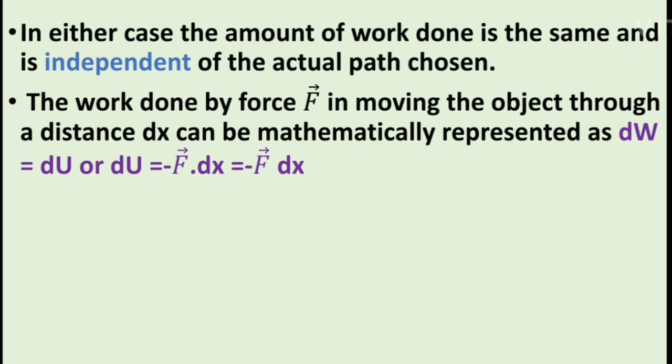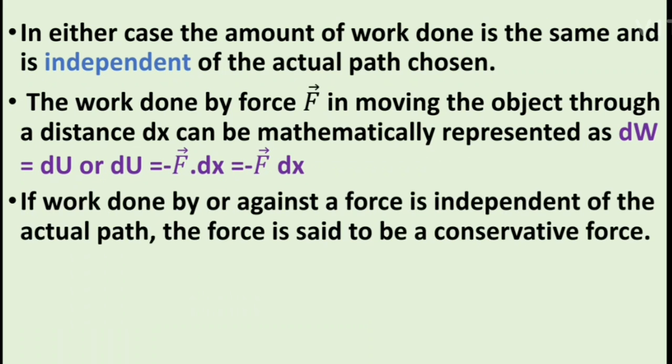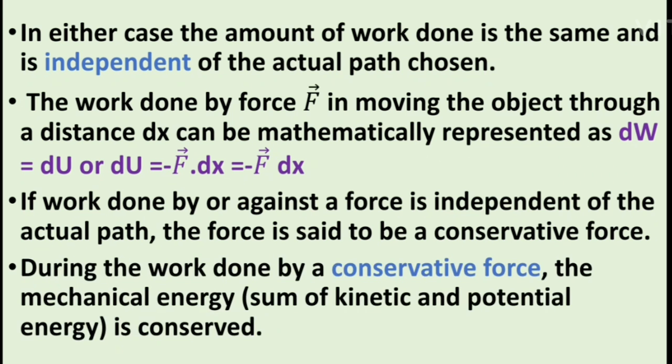The work done by force vector F in moving the object through a distance dx can be mathematically represented as dW is equal to dU, or dU is equal to minus vector F dx. If work done by or against a force is independent of the actual path, the force is said to be a conservative force. During the work done by a conservative force, the mechanical energy, that is, sum of kinetic and potential energy, is conserved.